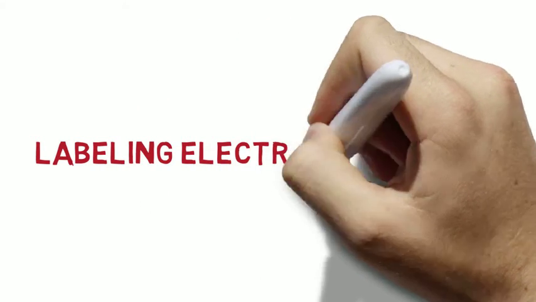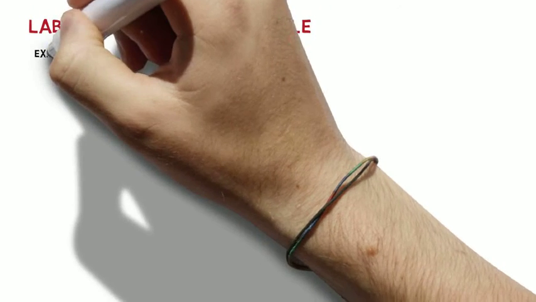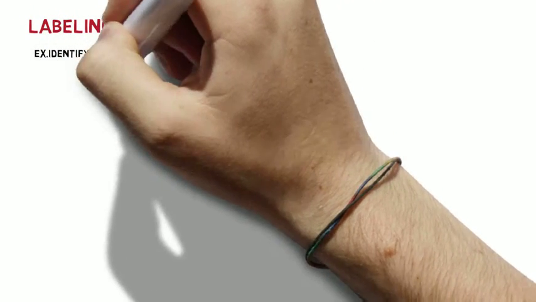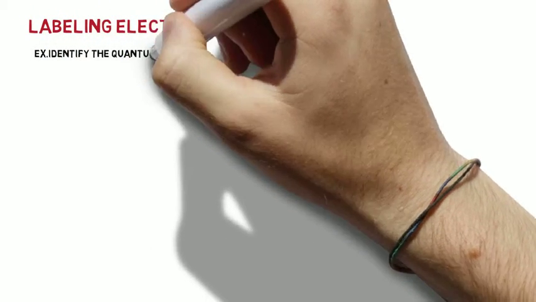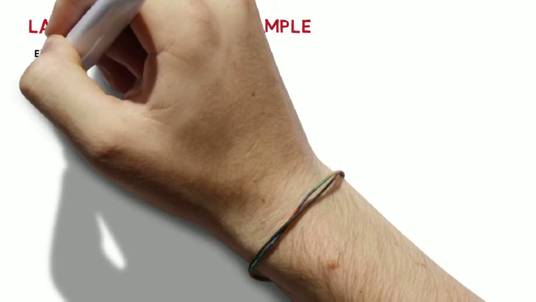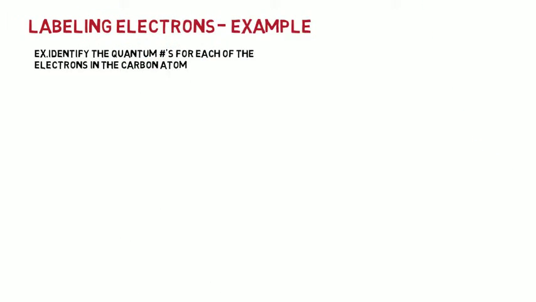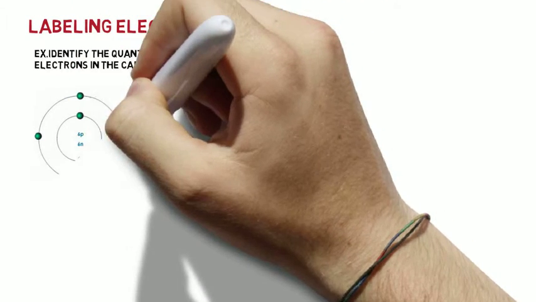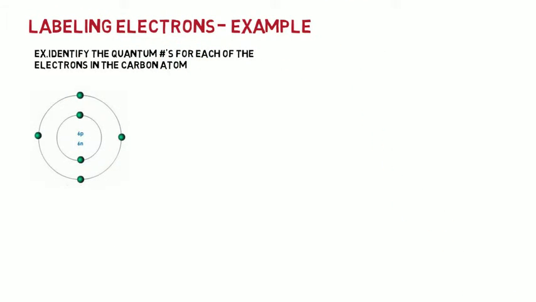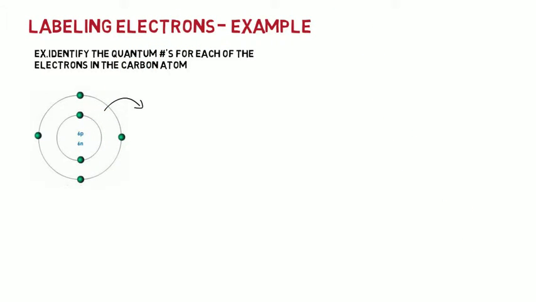Now let's do an example. We want to identify the quantum numbers for each of the electrons in the carbon atom. Because carbon has 6 electrons, this means carbon will have 6 sets of quantum numbers.